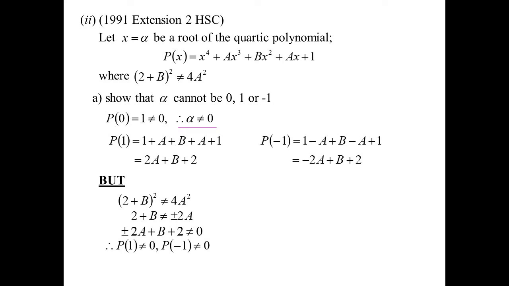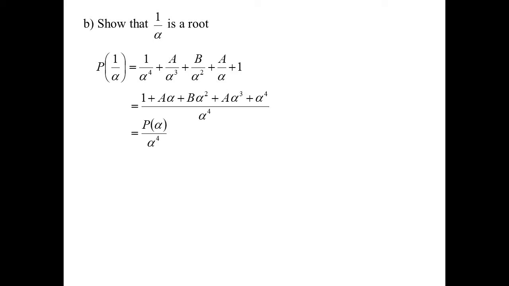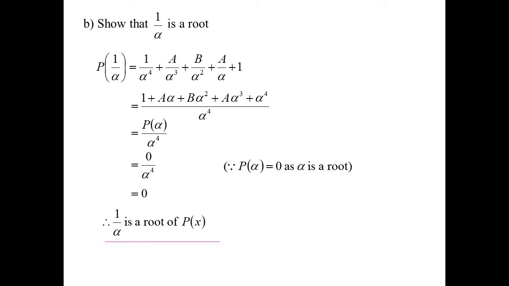Therefore, polynomial 1 can't equal 0, polynomial negative 1 can't equal 0, so alpha can't be 0, 1, or negative 1. Show that the reciprocal, so 1 on alpha, is also a root. Well, I'll use the factor theorem again. If I substitute in 1 on alpha, I get 1 on alpha to the 4 plus a on alpha cubed plus b on alpha squared plus a on alpha plus 1. I'm going to write it like an algebraic fraction and have a look at the top of the fraction. Top of the fraction is polynomial alpha, but we know alpha is a root, so therefore that's 0. Well, if that's 0, 1 on alpha must be a root.